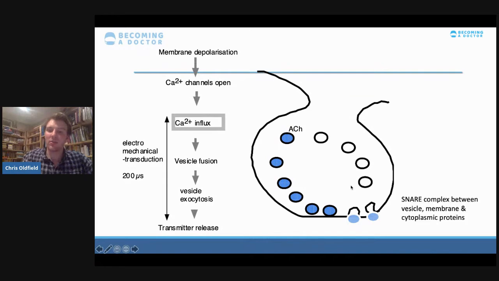Now, there's one extra bit of information I want to talk about, which is the SNARE complex. And the SNARE complex is just the mechanism by which the vesicle binds to the end of the terminal and is able to release the neurotransmitter into the synapse. You might have heard of that before.